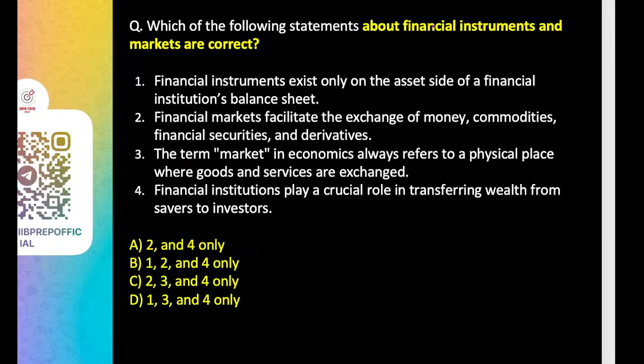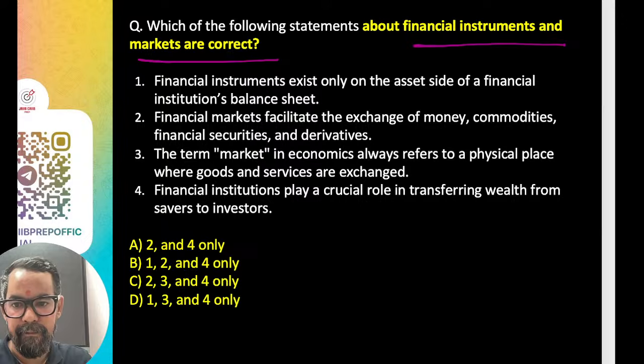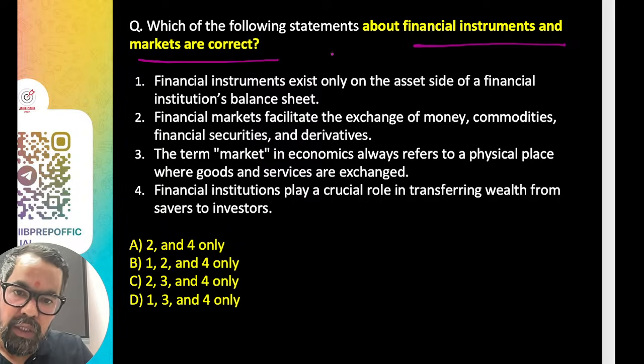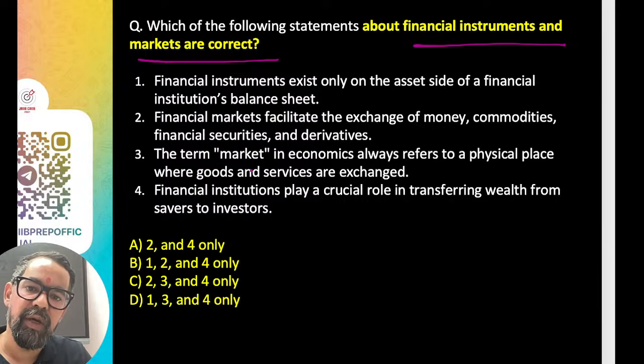Next one: financial instruments and markets, which are correct. Very easy question, I guess. These are the financial instruments and their related markets. So what will be your correct answer?